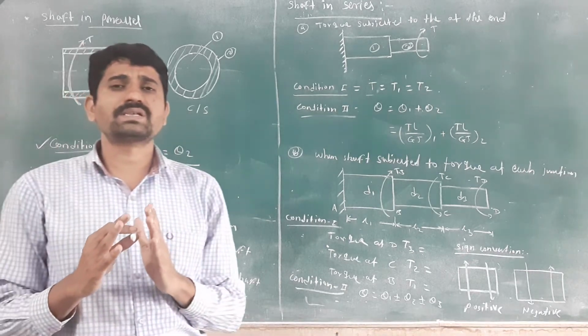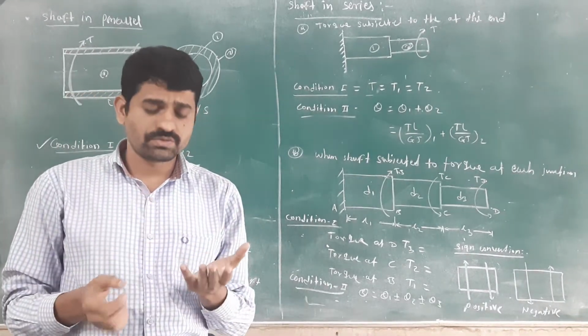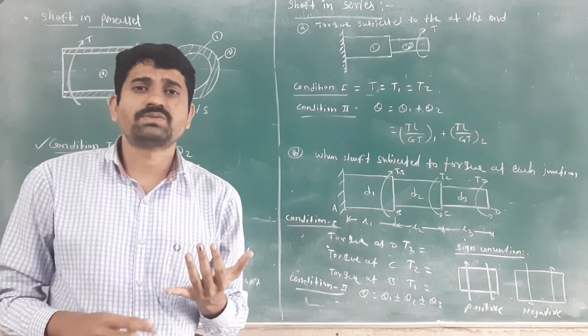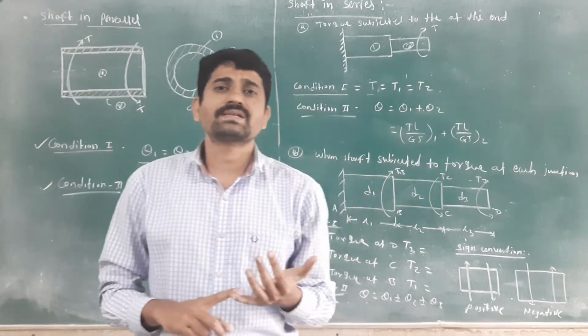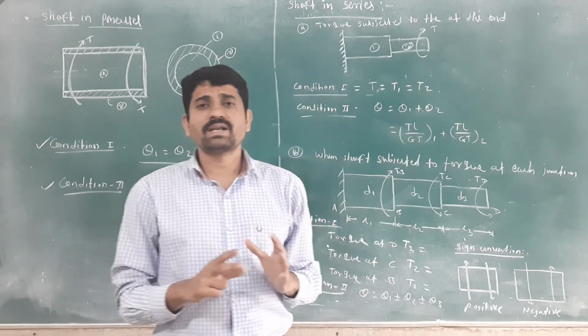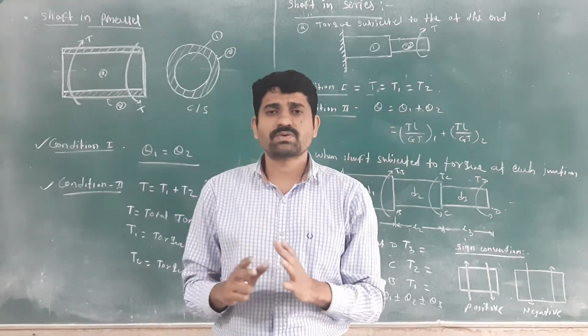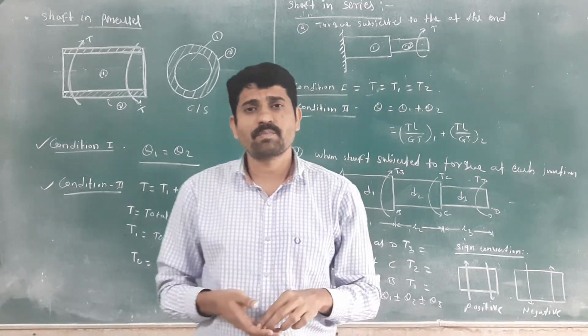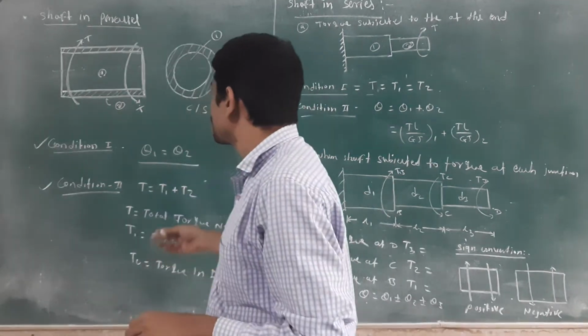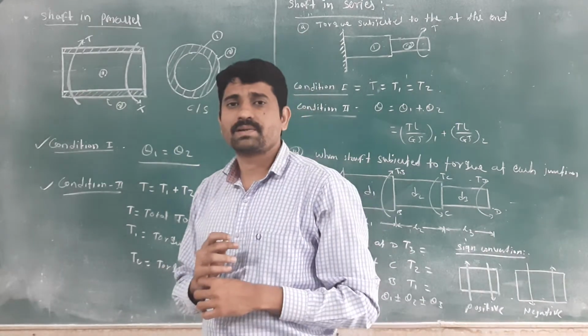If the shaft is given in parallel, then you should remember both conditions. First is theta 1 is equal to theta 2, and the second one is T is equal to T1 plus T2. These two conditions you have to remember to solve the numericals on the shaft in parallel.